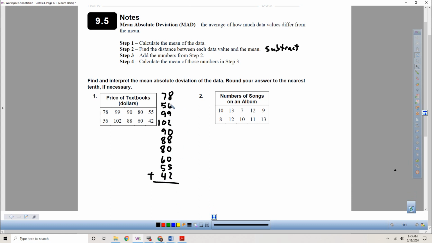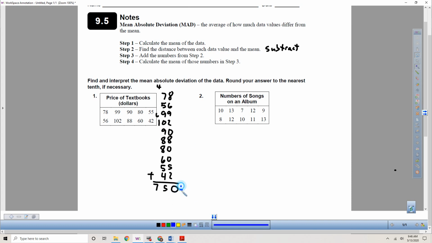I'm going to add all this up. Oh boy. 8 plus 6, 14, 23, 24, 25, 33, 34, 35, 36, 37, 38, and 40. Carry my 4. 4, that's 11, 16, 25, 34, 42, 50, 56, 61, 65. Carry my 6. 6 plus 1 is 7. So I add these up. I got 750. Now, we have to find the mean, or the average.